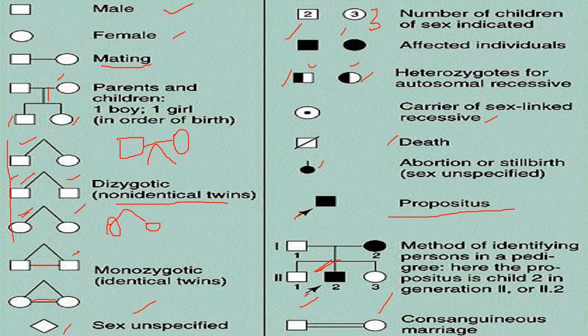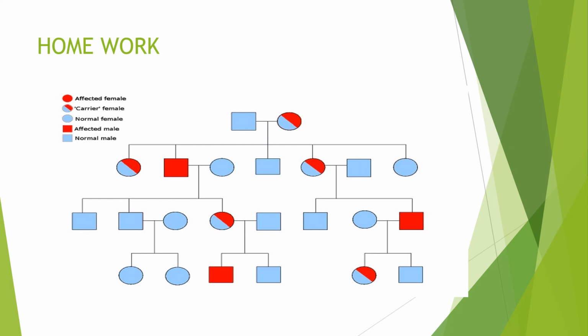Now let's see what a pedigree chart looks like. This is how the pedigree chart looks, with generations 1, 2, 3 and 4. Now you have to answer the following questions: how many affected individuals are there in generation 3, how many carrier females are there in generation 2, and how many normal males are there in generation 4? Find these answers and attend for the next class. Thank you, children.